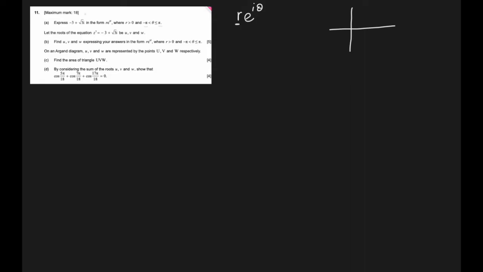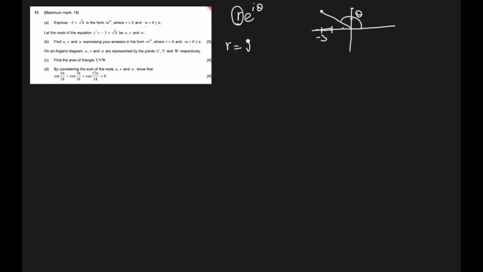The real part is negative 3: 1, 2, 3. This is the real part. And the imaginary part is square root 3, positive, so it will be somewhere between 1 and 2, right? Somewhere here. So this one is the complex number they're talking about, and we have to find first the modulus r and then theta, the argument of this complex number.